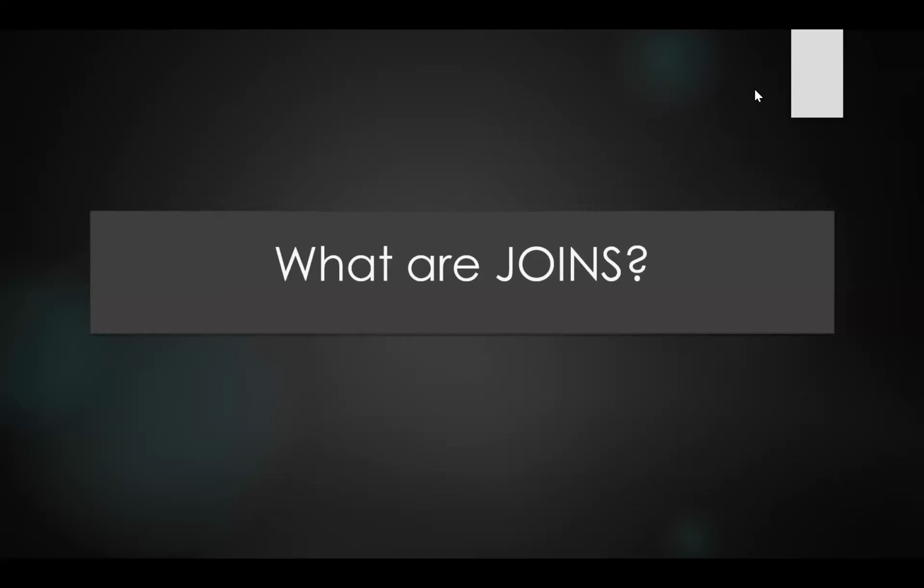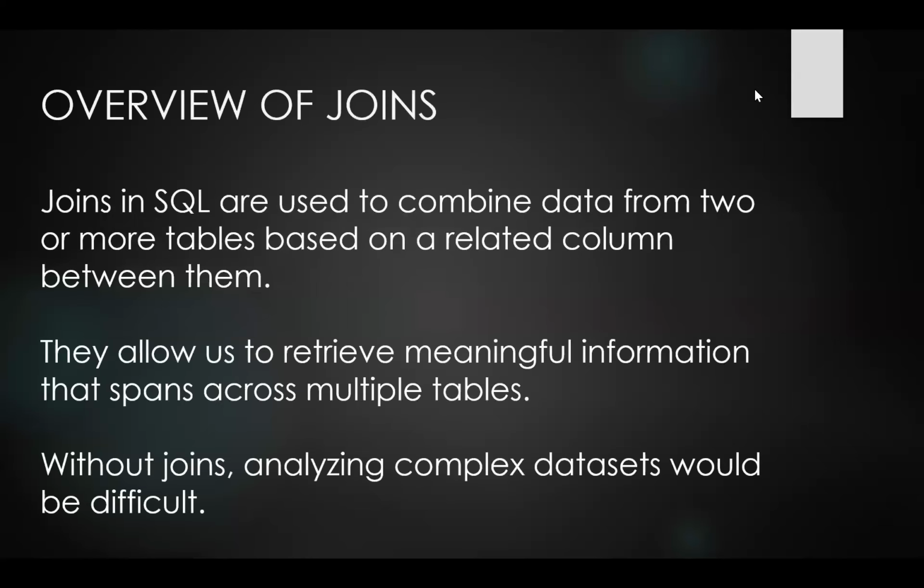When you're working with joins, it can be you joining two tables together, or it can be you joining three tables together. But we explore this concept so that we can understand it a bit. So, overview of joins. Joins in SQL are used to combine data from two or more tables based on a related column between them. So when you talk about joins, you talk about relationships between tables.